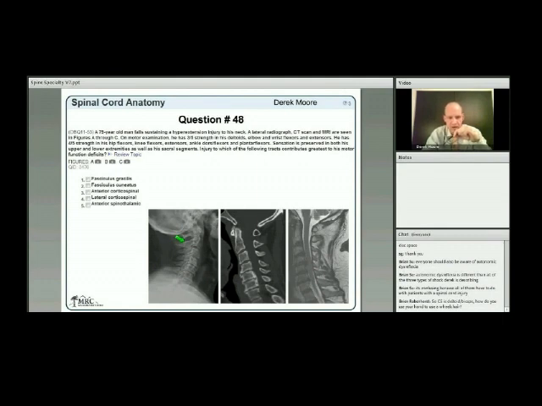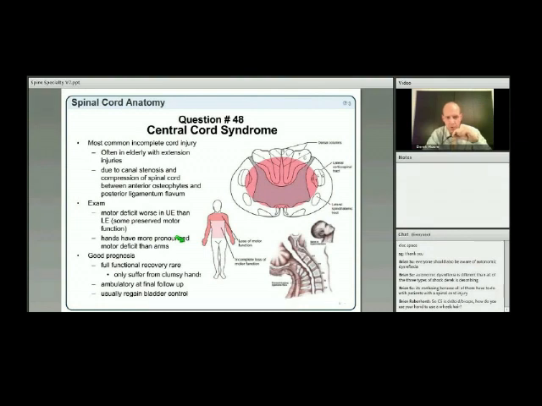So this is a classic presentation of central cord syndrome. You need to be familiar with central cord syndrome. It's something you see frequently in your clinical practice, and it does show up on these tests. So it's usually seen in an elderly patient with an extension injury to the neck. It's due to canal stenosis due to compression of the spinal cord between the anterior osteophytes and the posterior ligamentum flavum. What happens is that this preferentially compresses the central portion of the spinal cord.